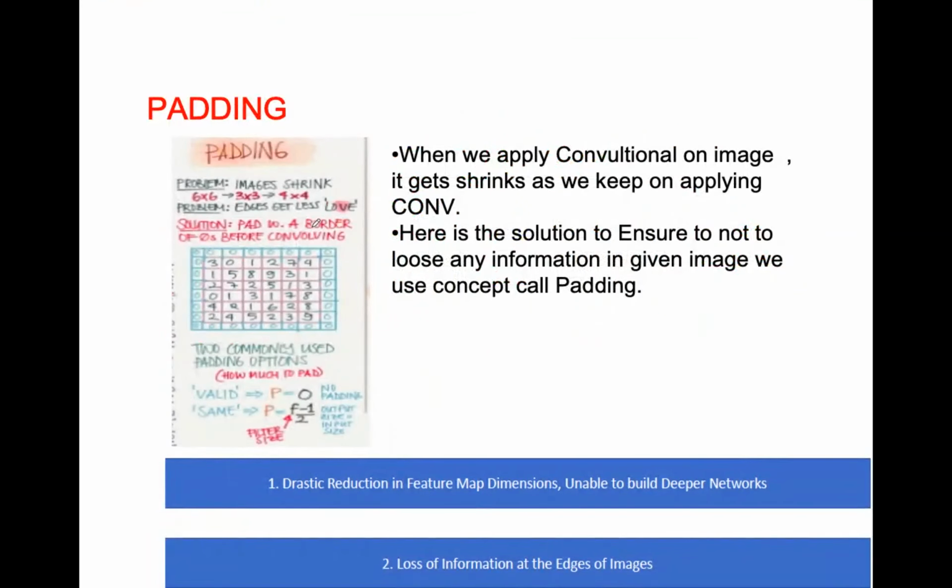Right. Now you see, without padding, when you apply the convolution on an image, it shrinks. This leads to a drastic reduction in the feature map dimensions, being unable to build a deeper network, and loss of information at the edges. So what will happen if the padding is zero?